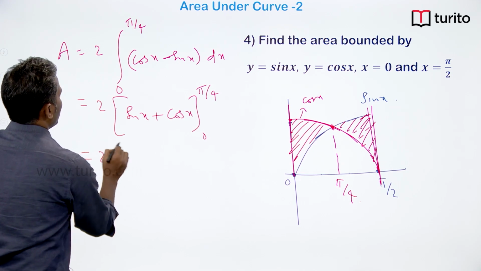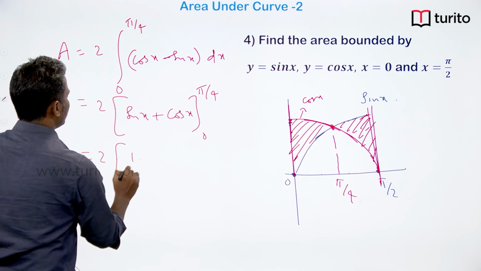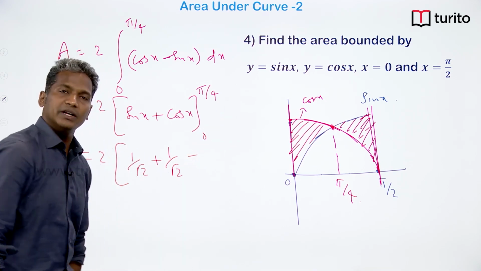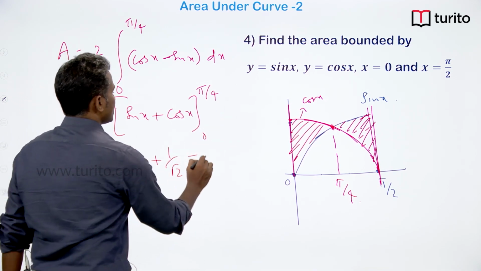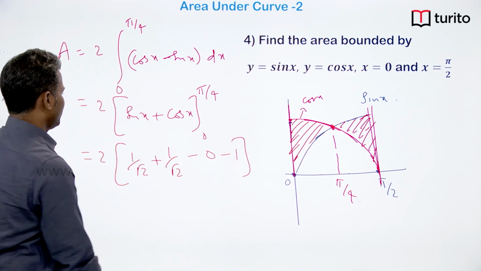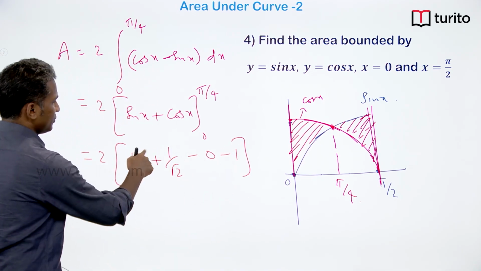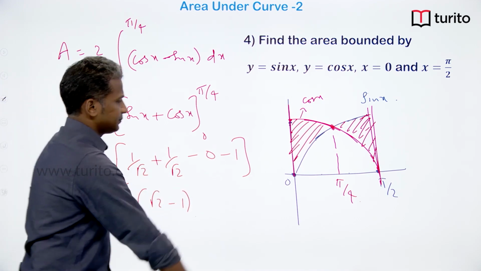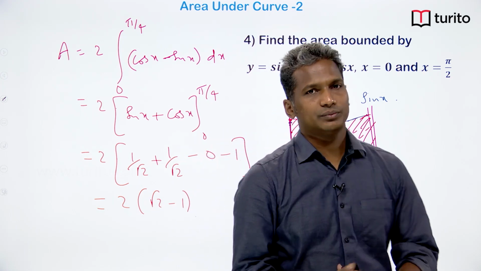Now, when I put pi by 4 here, I will get sin pi by 4 as 1 by root 2, cos pi by 4 as 1 by root 2, minus when I put 0, sin 0 becomes 0 and cos 0 becomes 1. So, if we simplify this, we are going to get 2 into 2 by root 2 minus 1, which is 2 root 2 minus 2. That becomes the area. Okay.